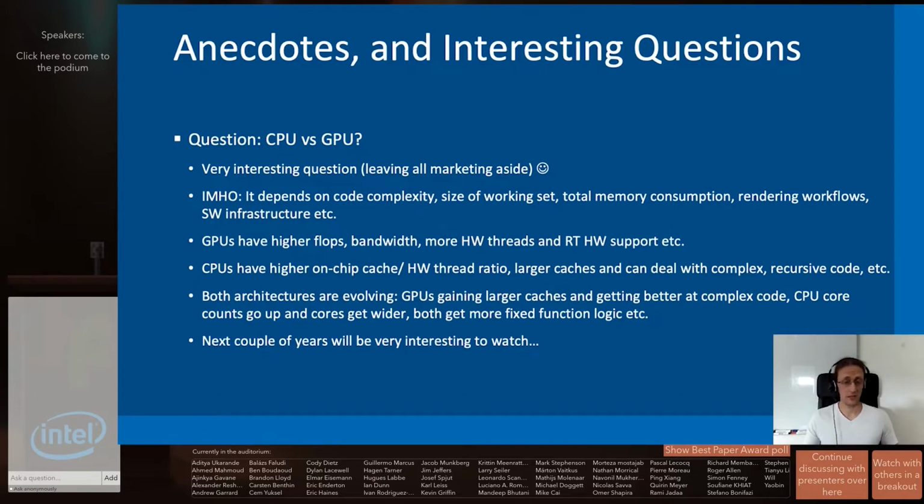I mean, obviously the advantages are clear, right? GPUs have right now way higher flops, bandwidth, more hardware threads to hide high latency, and actually reducing hardware support.